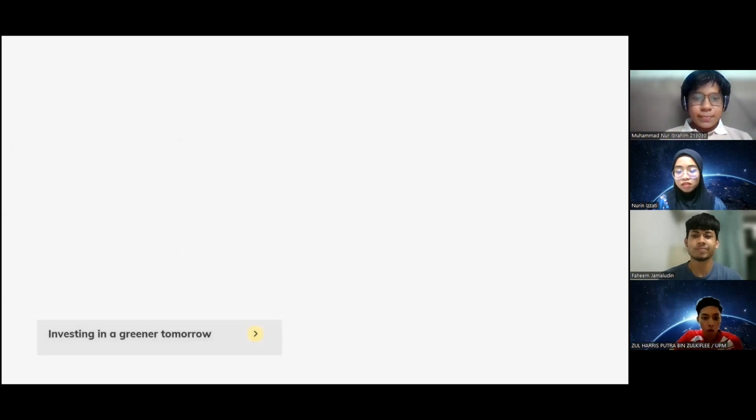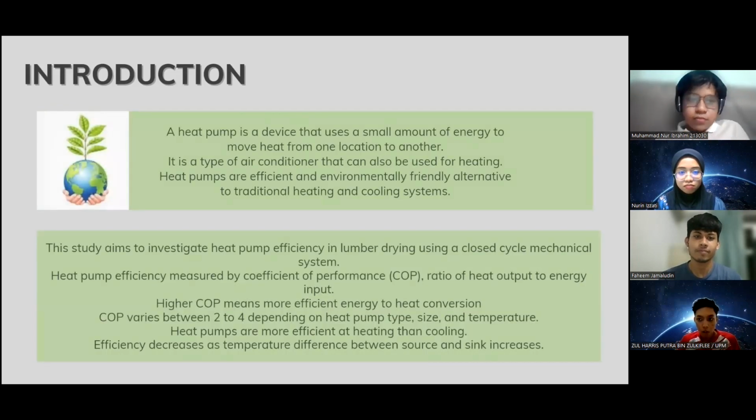Right, so let's move on to the introduction. So a heat pump is a device that uses a small amount of energy to move heat from one location to another. It is a type of air conditioner that can also be used for heating. Heat pumps are an efficient and environmentally friendly alternative to traditional heating and cooling systems. So this study aims to investigate heat pump efficiency in lumber drying using a closed cycle mechanical system.